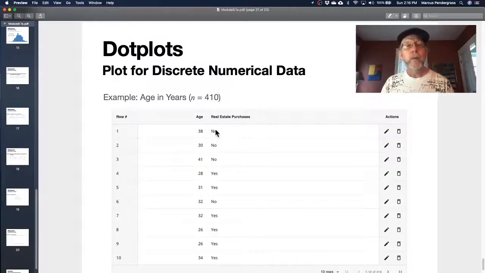And again, we're recording another piece of data in this particular data set: whether the person has made a real estate purchase up to that point in their lives. And so that's a categorical variable. Again, we have a bivariate data set. But right now, I'm just going to focus on the age variable. How could we plot the distribution of age in this data set?